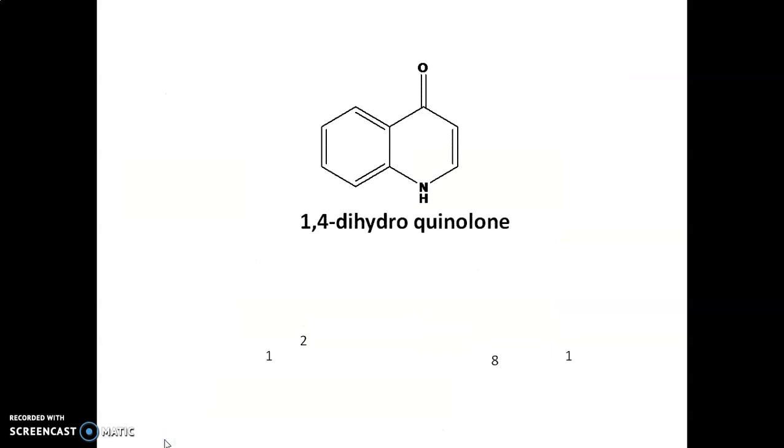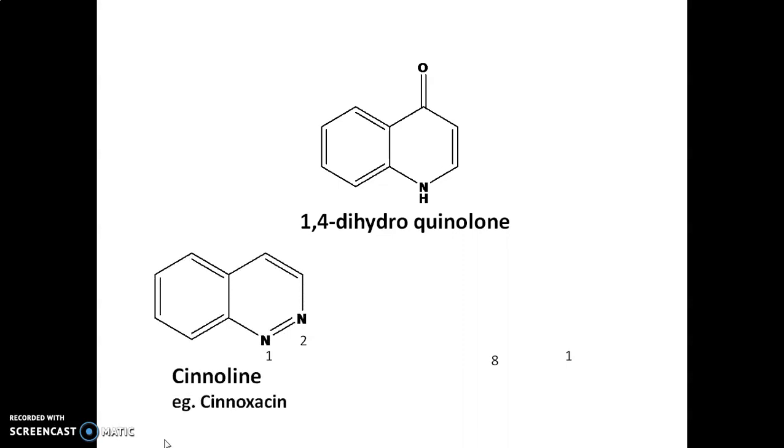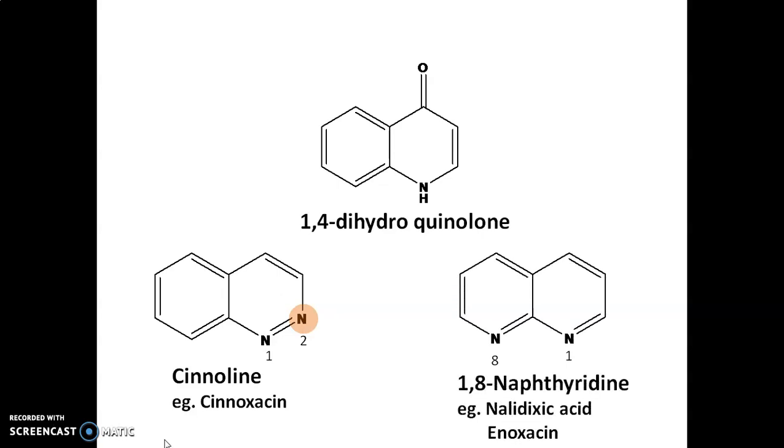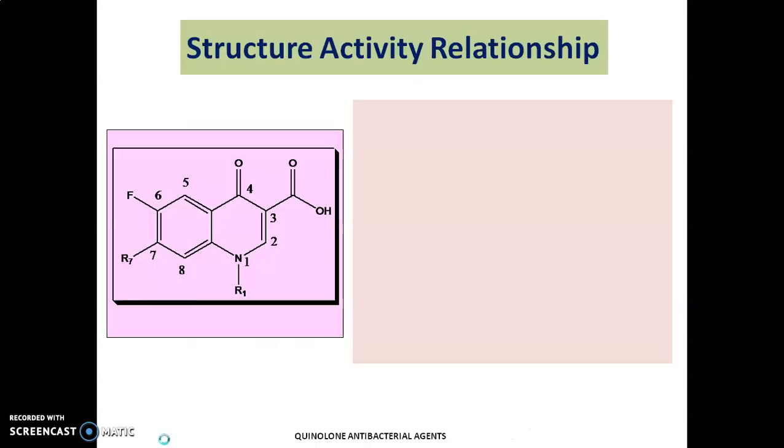activity. The different nucleus which is present in fluoroquinolones are: most of the drugs they contain 1,4-dihydroquinoline ring. In some drugs, quinoline ring is also present. Example is cinoxacin. In quinoline, the nitrogen is present at 1 and 2 position, whereas some of the drugs they also contain 1,8-naphthyridine ring, wherein the nitrogen is present at 1 and 8 position. Example is nalidixic acid and enoxacin.